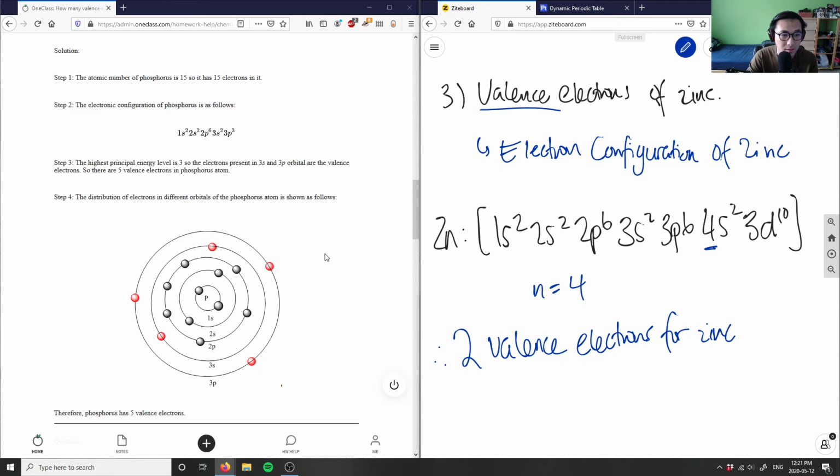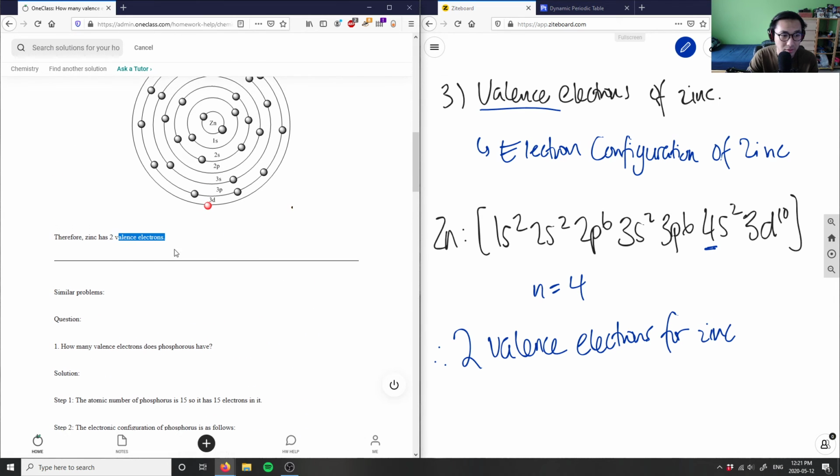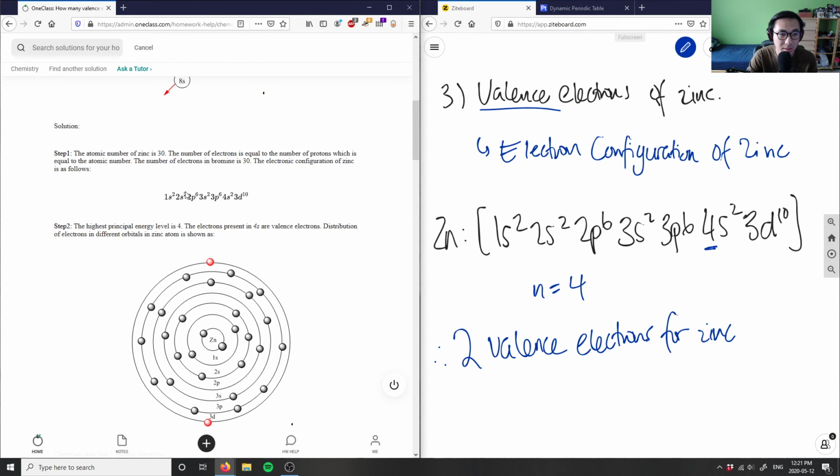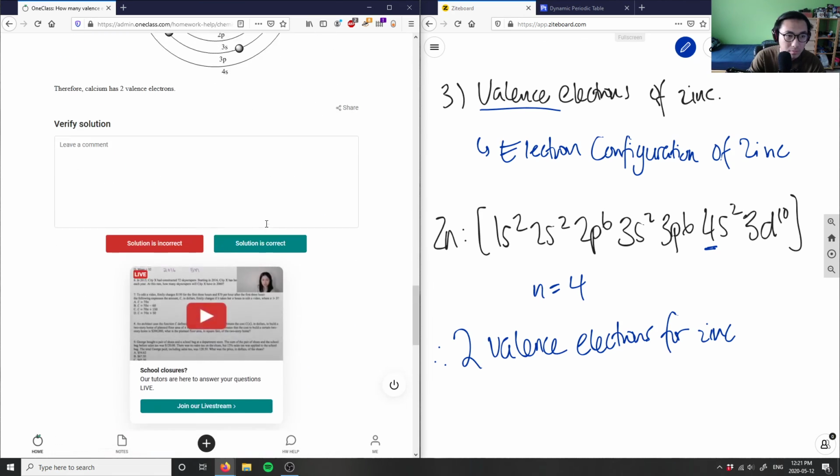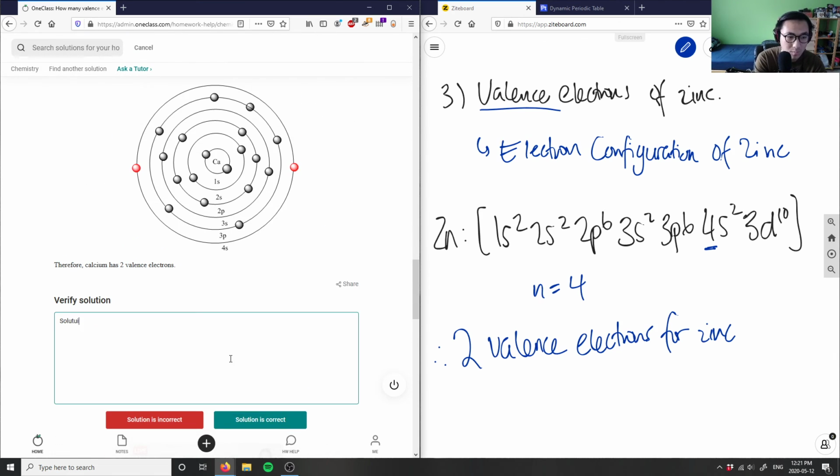And as you can see, they also wrote here that zinc has 2 valence electrons, because they also wrote out the electron configuration, and the highest principal energy level is 4. Like I said, n here equals 4, and I have 2 s electrons there. So this solution here is correct. Good analysis.